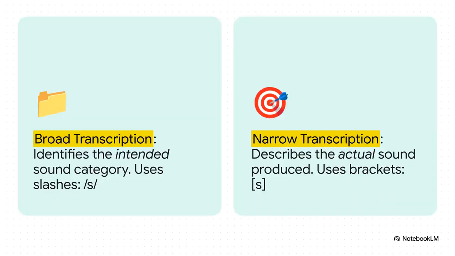Now, with the IPA, you can get really specific. There are two levels of detail. First, there's what's called broad transcription. That's when you see the slashes. Think of it as the general category, like the intended sound. But for the real clinical detective work, they use narrow transcription, inside brackets. This is where they capture the actual sound that was made, with all of its tiny and totally critical details.